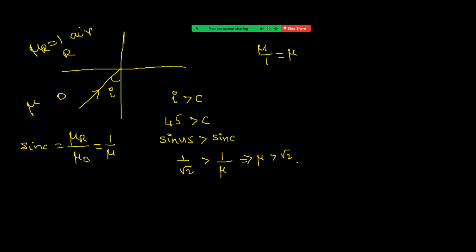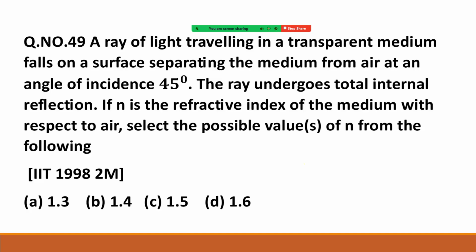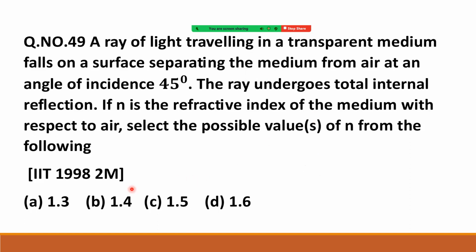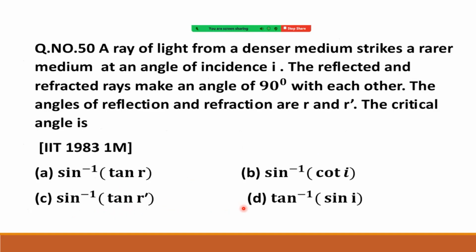See options. So root 2 means 1.414, right? So any value greater than 1.414 is possible. This is less than 1.414. This also less than 1.414. This is greater than 1.414. This also. Therefore, among the given values, the possible values are 1.5 and 1.6. Right? Let us see next one.